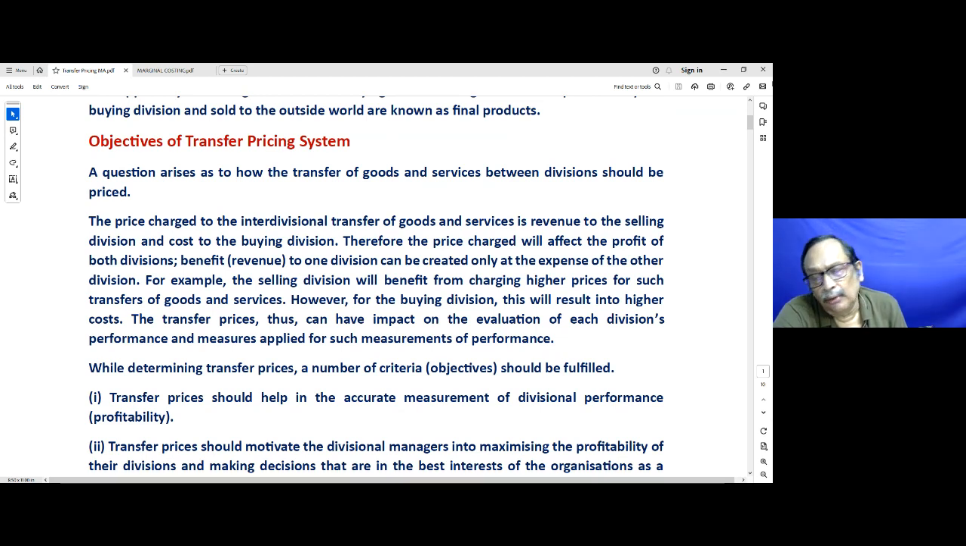Okay. Now, on the contrary, if the transferor division transfers the goods at cost, then it will be profitable for the transferee division, that is division B, but the manager of division A will have no motivation to transfer the goods because he is not making any profit. So that's why a question arises as to how the transfer of goods and services between divisions should be priced.